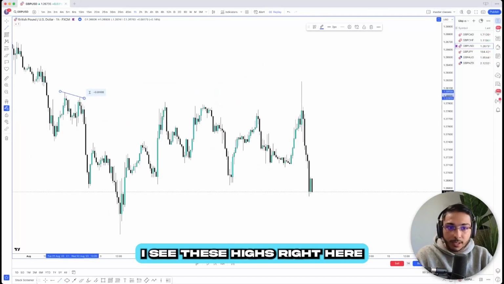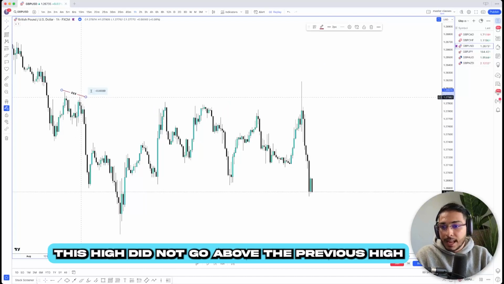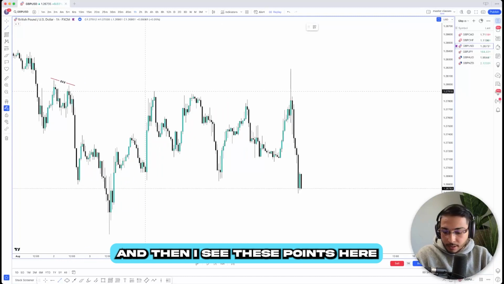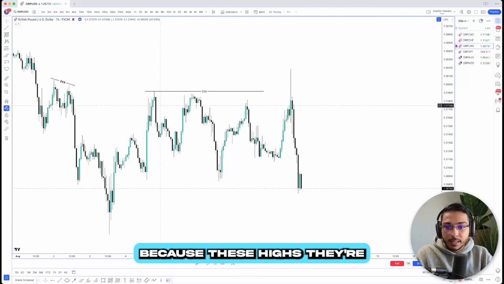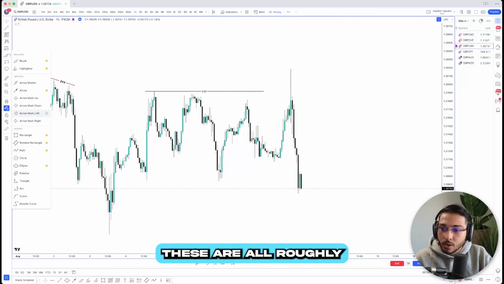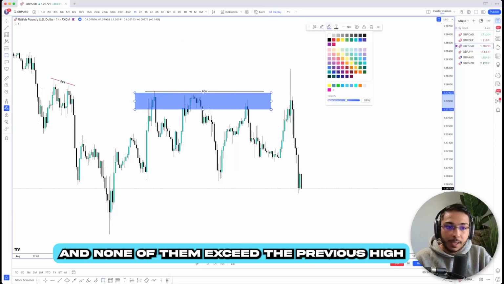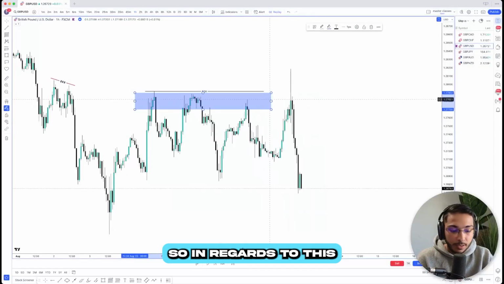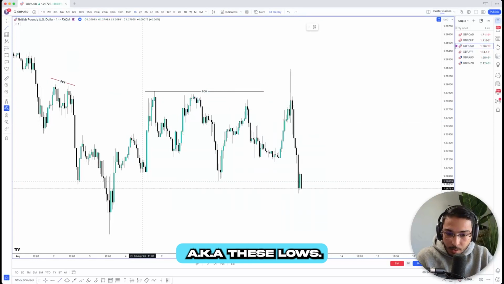I see these highs right here. I can say that there's liquidity sitting above them because this high did not go above the previous high, correct? And then I see these points here. This looks like equal highs because these highs are in the rough general range. These are all roughly in the same zone right here, and none of them exceed the previous high. So they're respecting. In regards to this, we also have some downside liquidity, aka these lows.